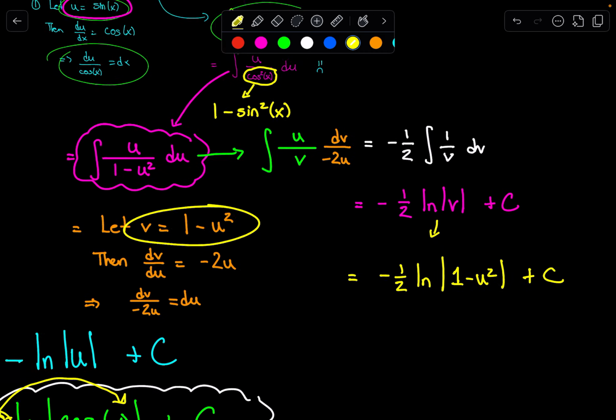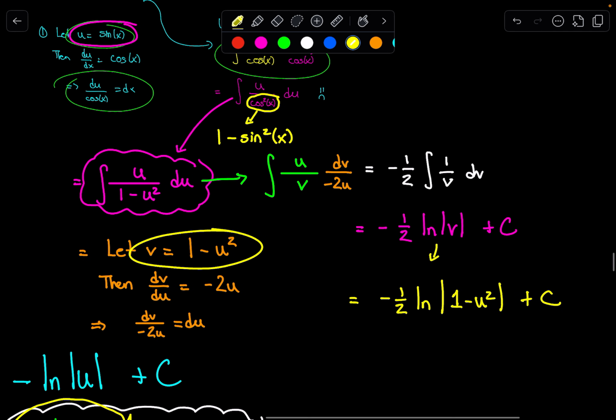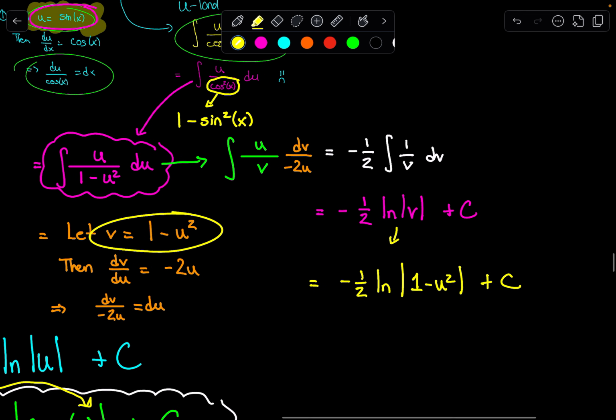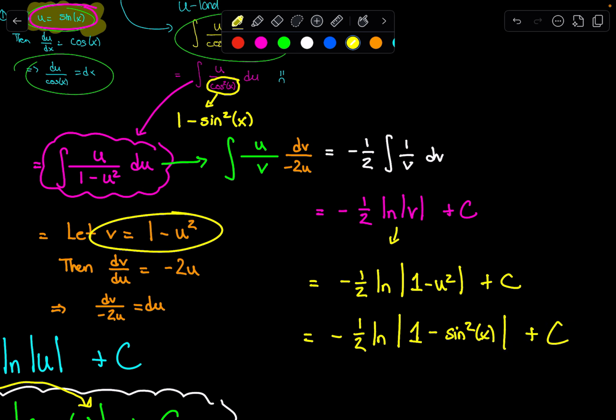And then we have to go back and remember, okay, wait, what was the u that we chose for this particular example? Well, in this case, we said u was equal to sine of x. And so we're going to get negative 1/2 natural log absolute value 1 minus sine squared of x plus c. And this thing over here is equal to negative 1/2 natural log absolute value. Well, 1 minus sine squared is cosine squared of x plus c.